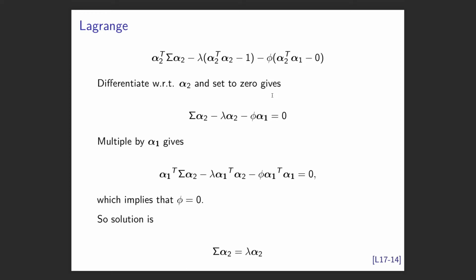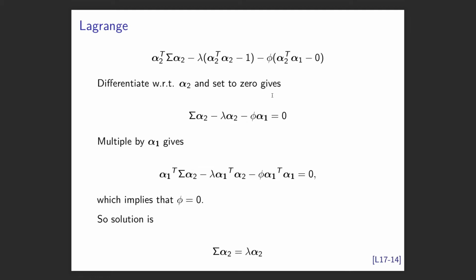I would look at the constraints and solve. So I differentiate by alpha 2, and I get sigma alpha 2 minus lambda alpha 2 minus phi alpha 1 equals 0. I can pre-multiply by alpha 1, and I get these terms. Now we know that if the covariance is 0, that first term, alpha 1 transpose sigma alpha 2, must be 0. That was on the previous slide. What about the next one? Minus lambda alpha 1 transpose alpha 2. We also, from the previous slide, know that must be 0. We know that alpha 1 transpose alpha 1 is 1, so the only way that this can be true would be if phi is equal to 0. So I now go back to that equation, substitute phi equals 0, rearrange, and I get the solution must be sigma alpha 2 equals lambda alpha 2.